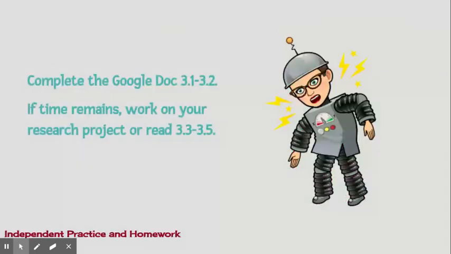So now what you're going to do is you're going to complete the Google Doc for 3.1 and 3.2. If time remains in the time allotted, you may work on your research project or read sections 3 through 5 of Chapter 3. If you do not finish in the allotted time, the assignment is for homework.